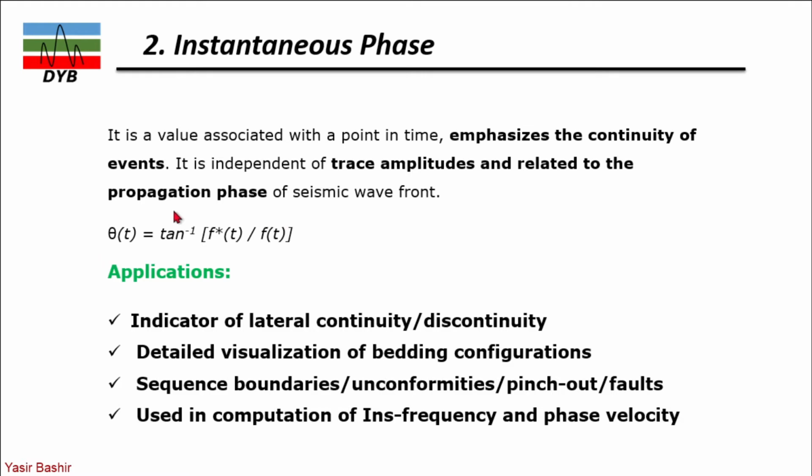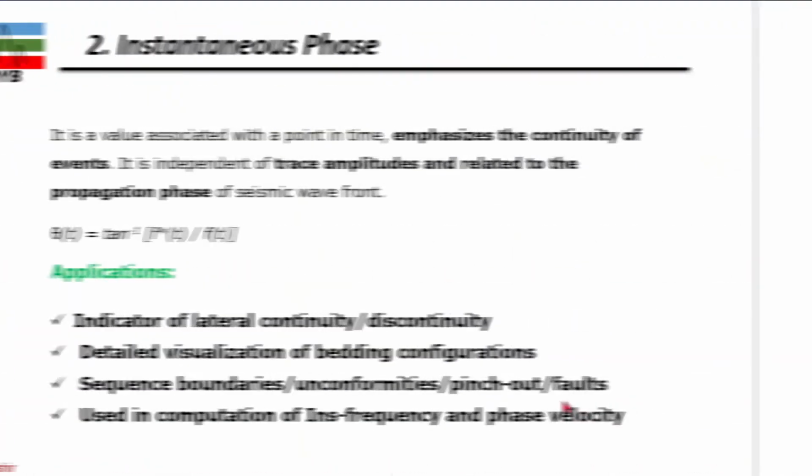So this can be expressed by this equation. If you look at the application, it is an indicator of lateral continuity and discontinuity, because once you have the instantaneous phase change, you can look at the continuity or discontinuity of the reflector. The second application is detailed visualization of the bedding configuration. The third one is sequence boundaries such as unconformity, pinch outs, and faults. It can also be used in computation of instantaneous frequency and phase velocity.